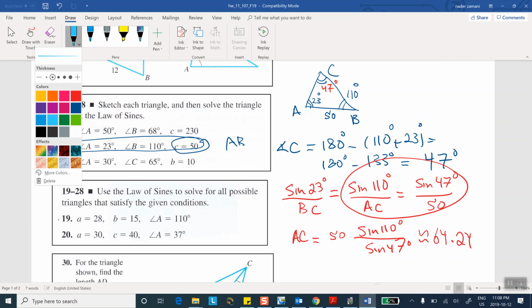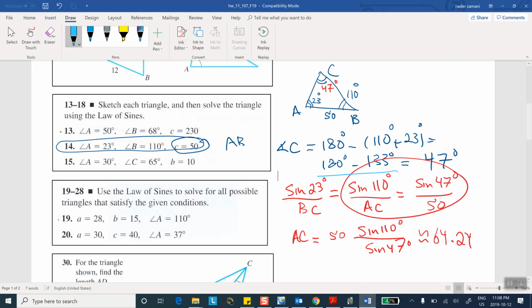And then we find the other one. The only missing side is going to be BC, so we're going to use either these two or the first one and the last one. We just found AC, so we can use that. BC is equal to AC, which is 64.24 times sine of 110.